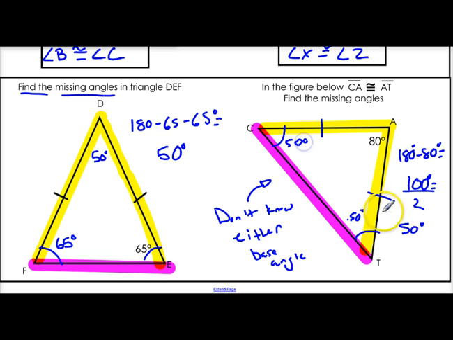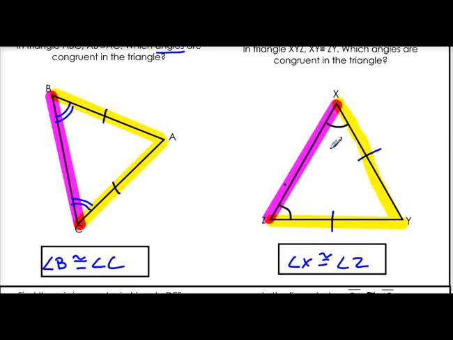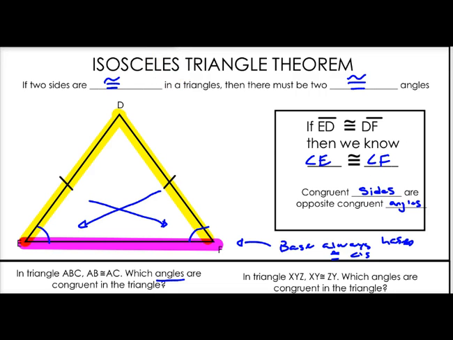All right? And so there you go. That is how this isosceles triangle got solved. So 50 plus 50 plus 80 is 180. Hopefully I did that correct. All right, if you're using your highlighter right, this lesson should go A-OK.